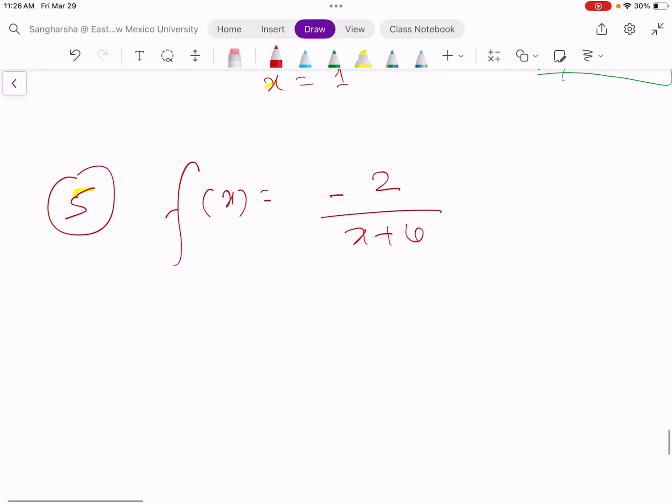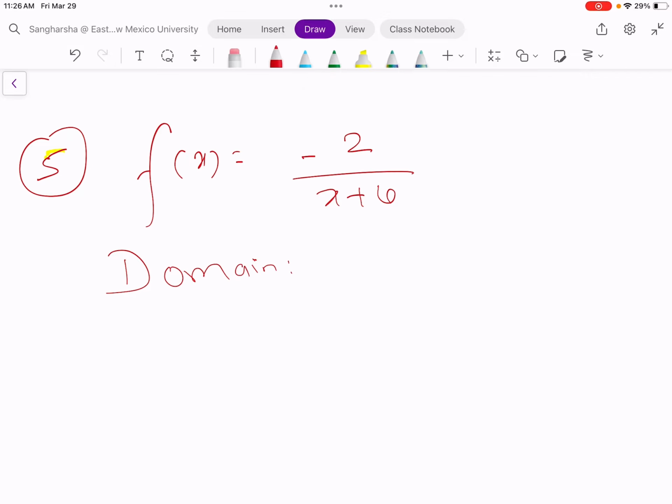The question is pretty similar to the one that we just did. The only difference is that in the previous we were given a graph, now we are given a function. The first question is finding the domain for this function. This is a rational function. So if we have a rational function, what kind of number can't we have as a domain here?